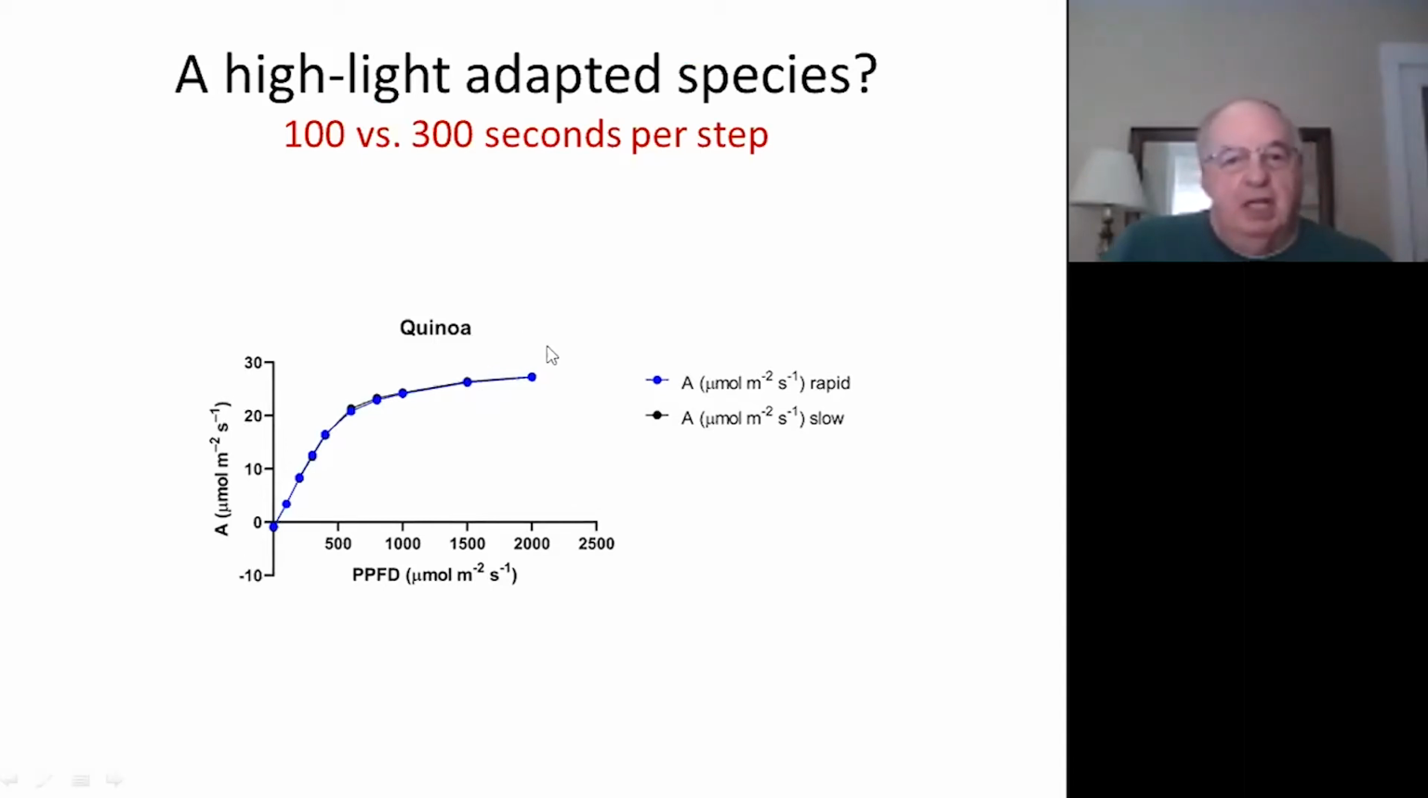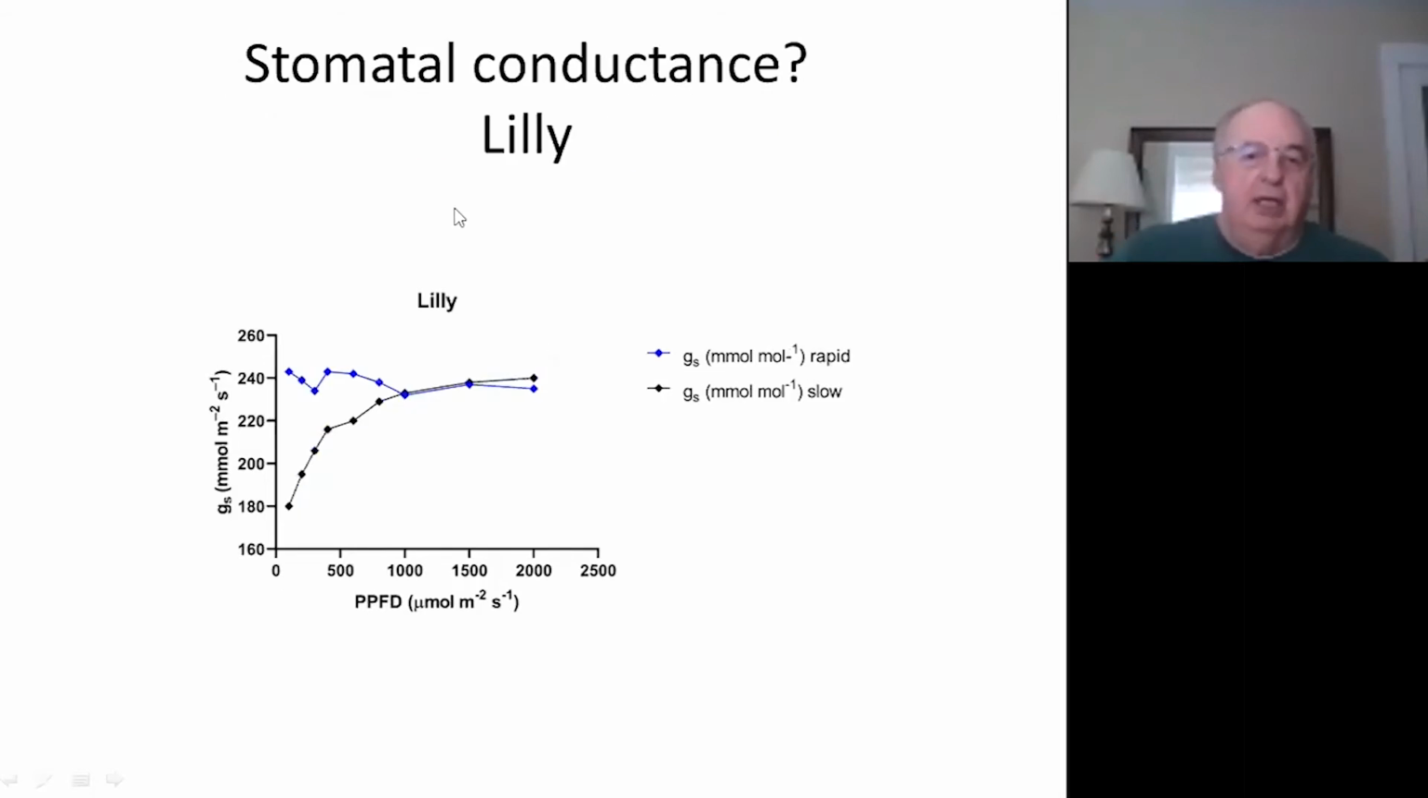So that's assimilation rate. How about stomatal conductance? Here we see considerable difference between the rates of change in step down of PPFD. If you do it quickly, which is the blue dots here, in lily, basically you're not getting any change in stomatal conductance over the whole PPFD curve. It's basically flat.